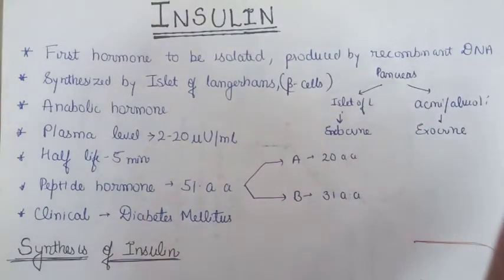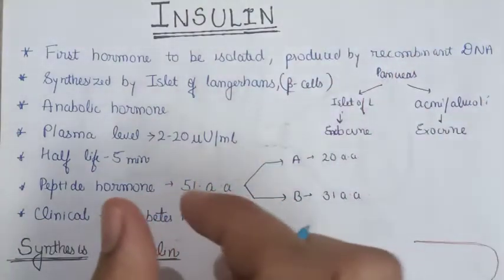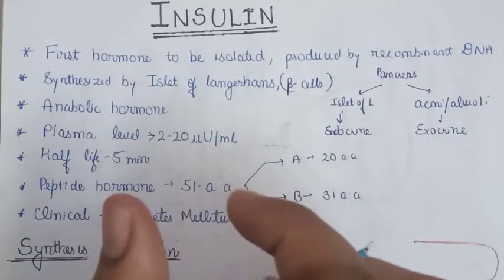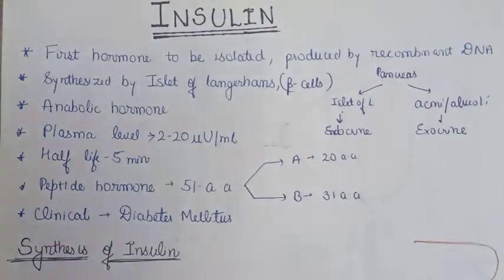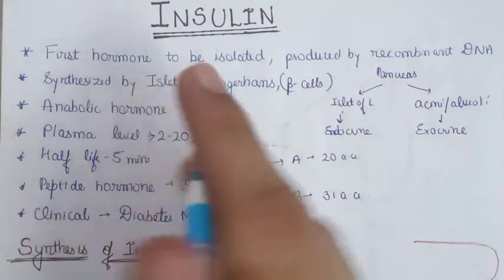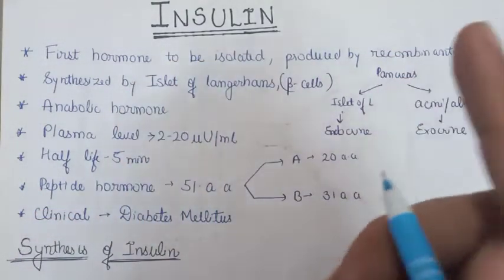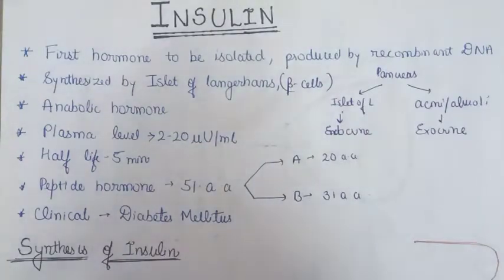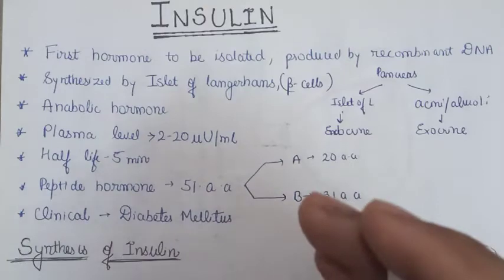So this is very important in the case of insulin, to remember the number of amino acids in the peptide. Because as I told you, it was the first hormone to be isolated, produced by recombinant DNA technology, and one more point to add, it is the first hormone to be sequenced. And the 7th and last point to remember is the clinical aspect of insulin, that its deficiency causes diabetes mellitus.